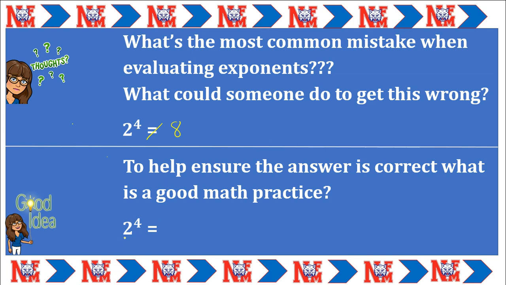Well, just like in the previous slide, we need to expand our factor of 2. We have 4 2's being multiplied. So when we expand it, now we can go and multiply 2 at a time. We have 2 times 2 is 4. We have another 2 times 2 is 4. And now 4 times 4 equals 16. So 2 to the 4th is 16.